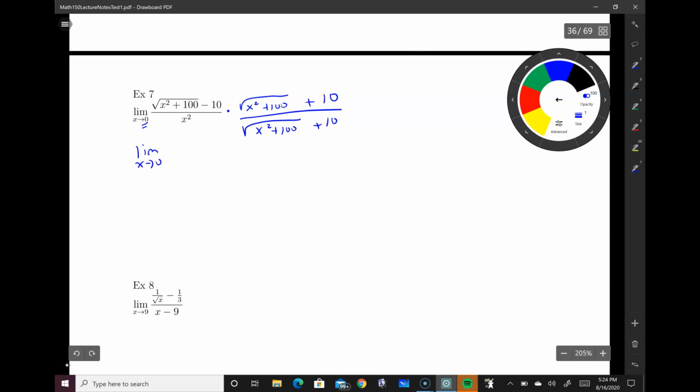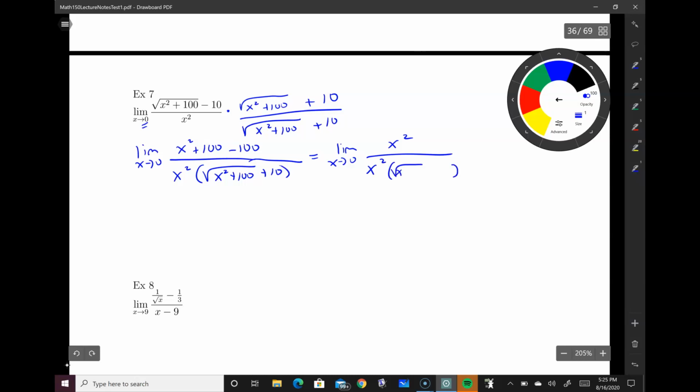So multiplying the numerator out, it's difference of squares. So I'll get x squared plus 100 minus 100. And then on the denominator, again, do not multiply it out. Cancel the 100s. So I'll get x squared over x squared plus 100 plus 10.